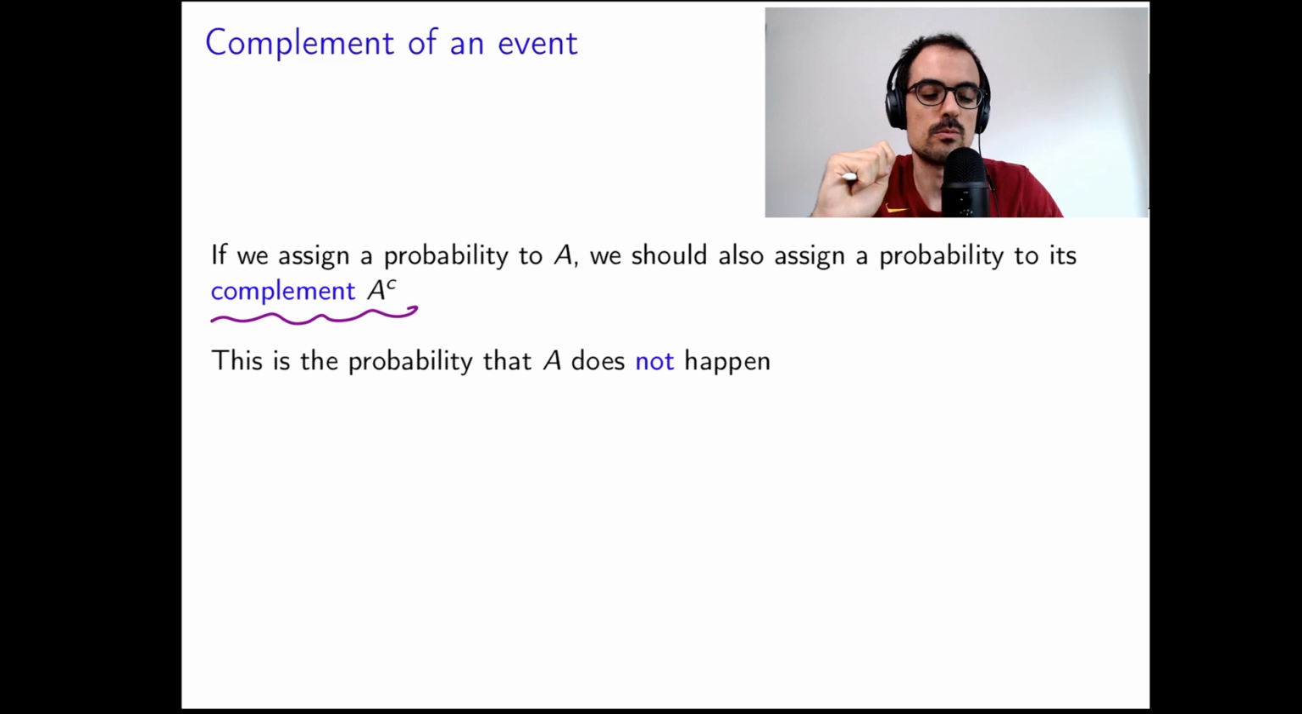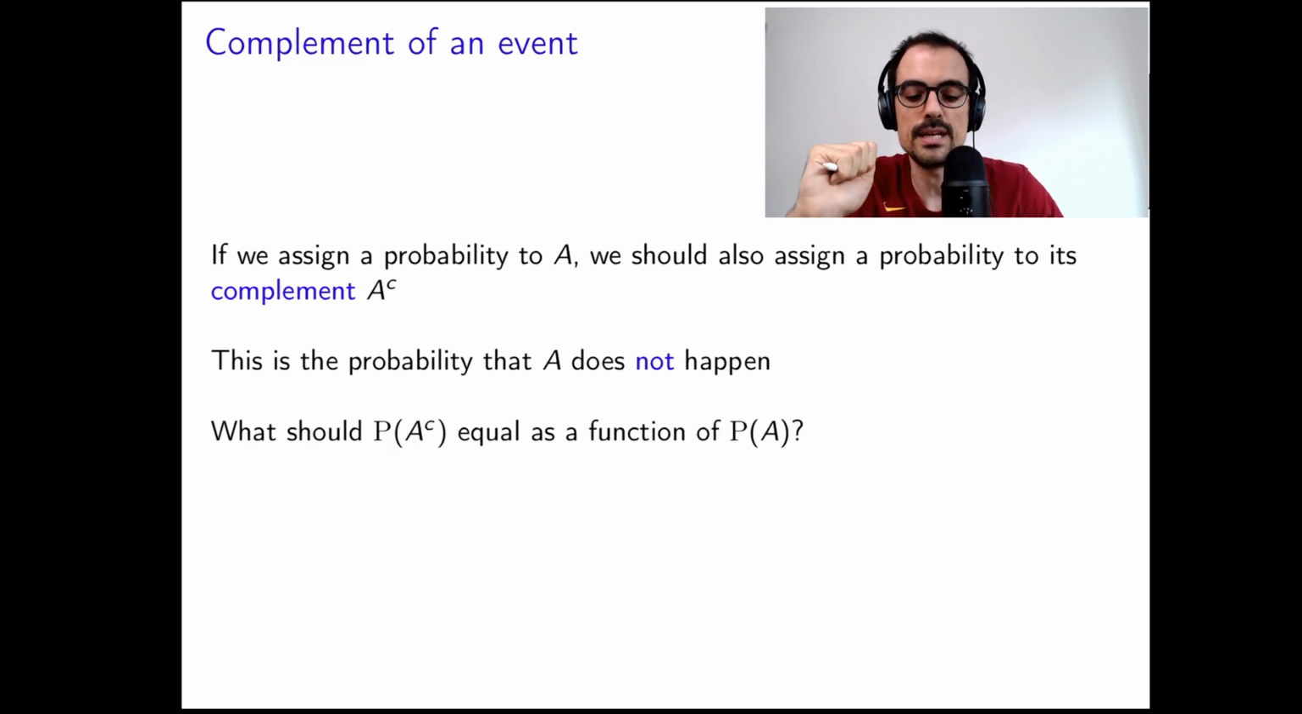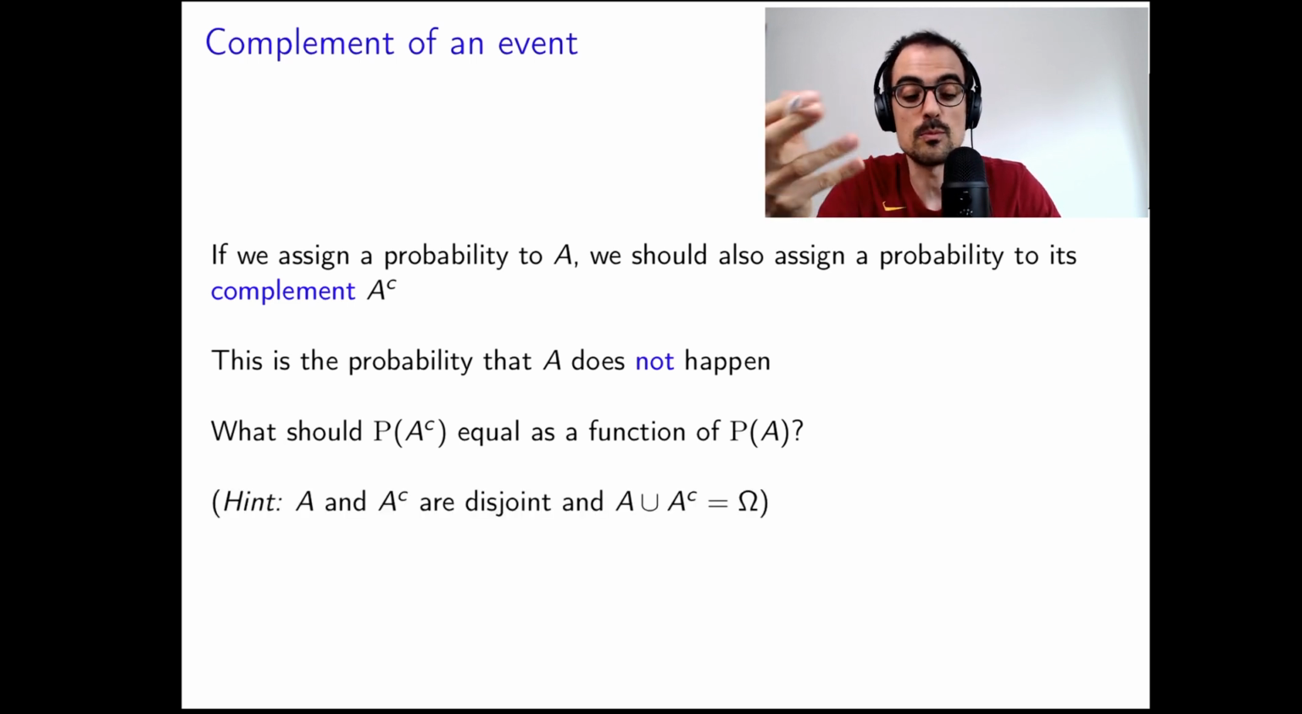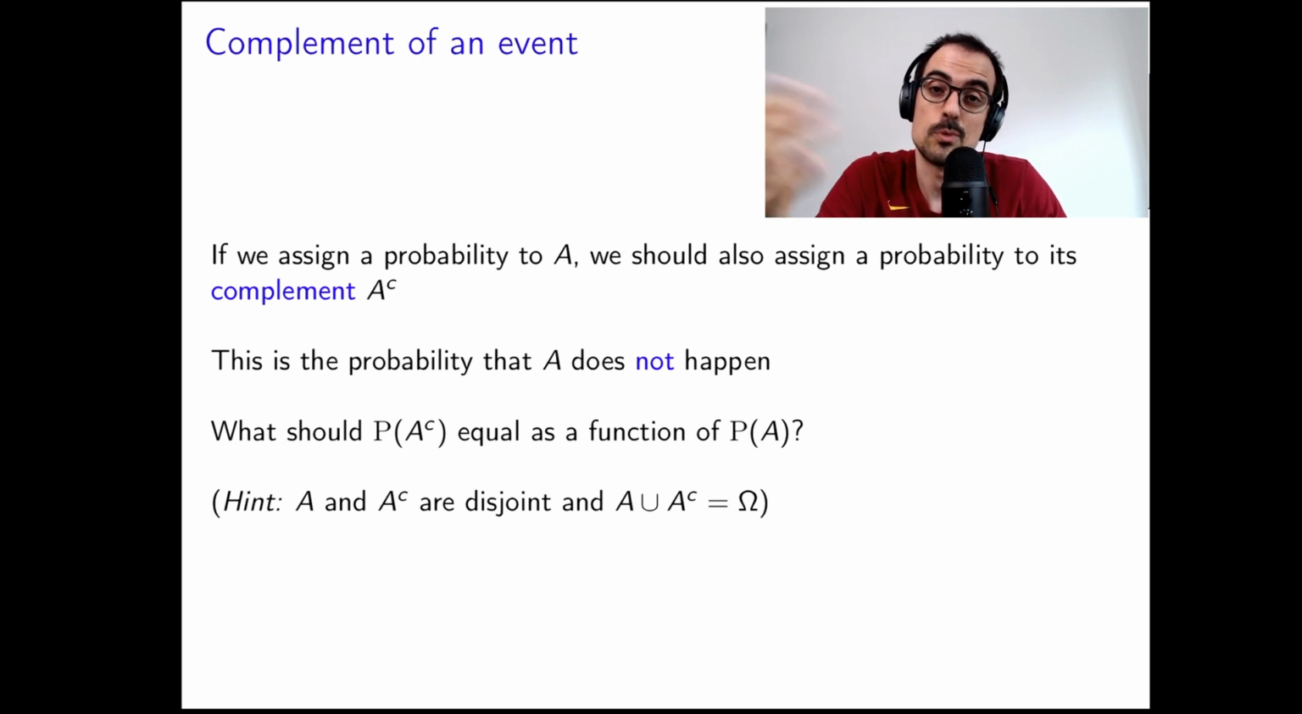So now think for a moment, what do you think that probability should be as a function of the probability of A? A hint here is that A and A complement are disjoint. There cannot be outcomes that are both in A and A complement just by definition. And their union is the whole sample space, right? Because each outcome in the sample space is either in A or not in A. Okay, so think about it for a moment.